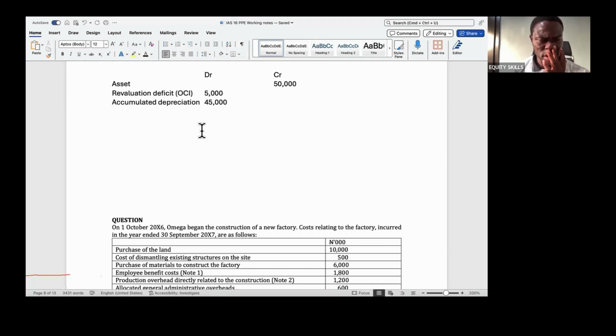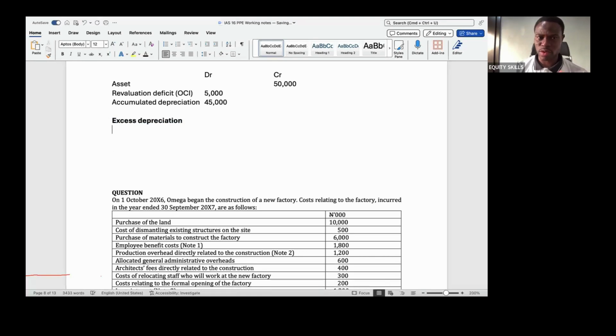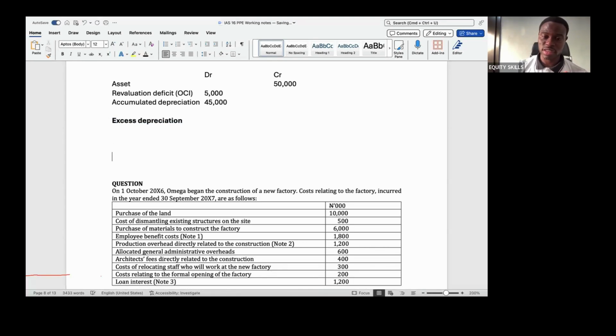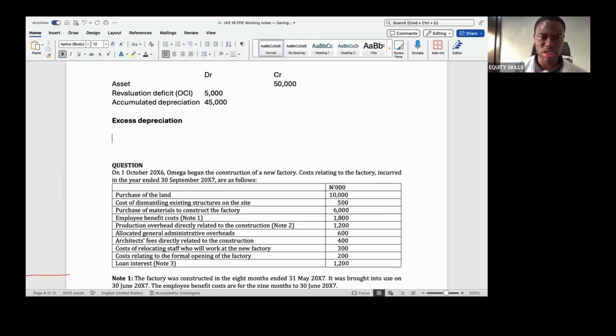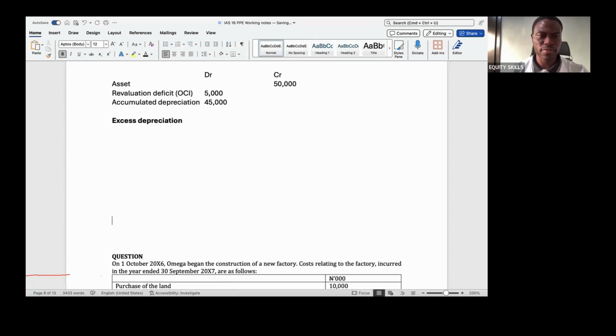Now, I needed to mention something. There's something we call excess depreciation. If I don't teach it today, remind me to teach it. It's optional, but I just need you to know it. I would come back to it. I don't want to teach it now. It won't make so much sense for you. Let me solve some questions, then you would be able to relate with it properly.